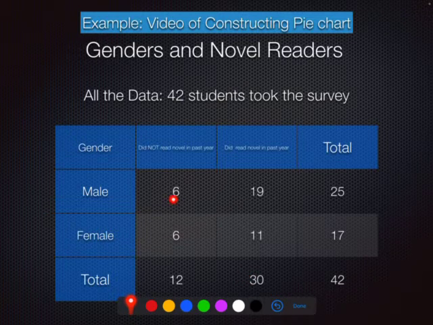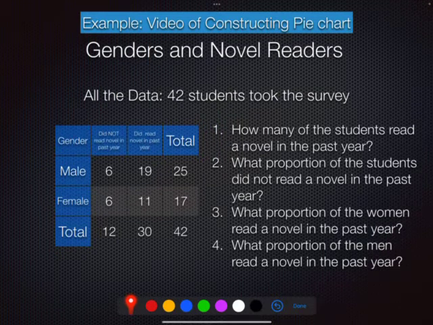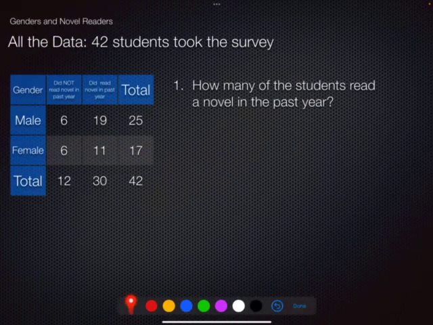So now we got 6 males who didn't read and 19 that did, 6 females who didn't, 11 who did, 12 total who did not, and 30 who did. And let's go ahead then and answer a few questions. There they are. How many of the students read a novel in the past year? What proportion of the students did not read? What proportion of the women read a novel in the past year? What proportion of men? And so I've broken them down. Let's answer them one at a time.